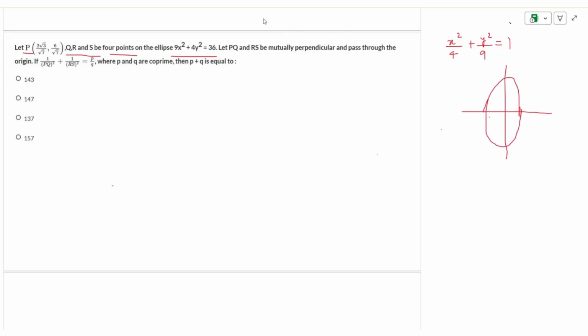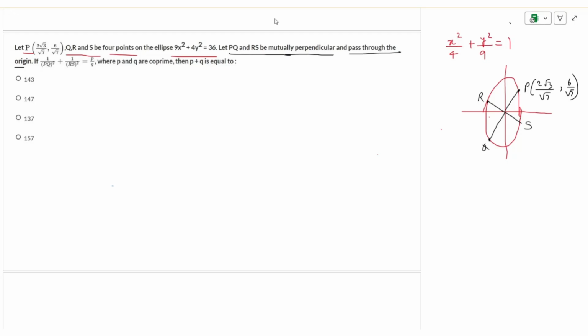Let's read more. PQ and RS be mutually perpendicular and pass through the origin. So P I'm going to take in the first quadrant because I can see both the coordinates are positive. So this is 2 root 3 upon root 7 and 6 upon root 7. Now how is my PQ? It is passing through origin, so something like that. So this is my PQ. And RS is perpendicular, so I will draw something like that. So this is my RS.